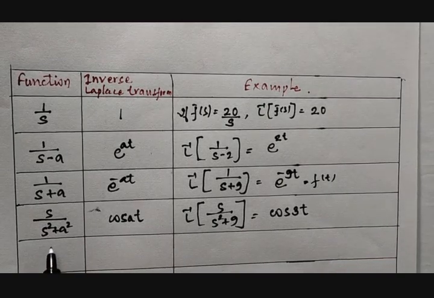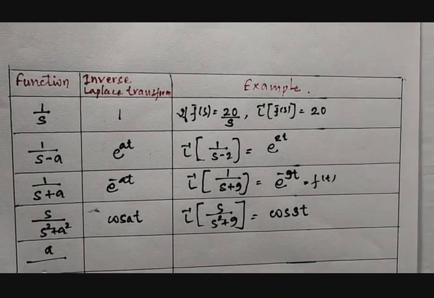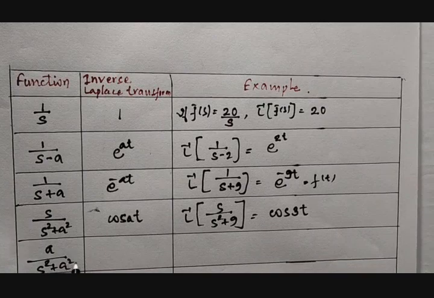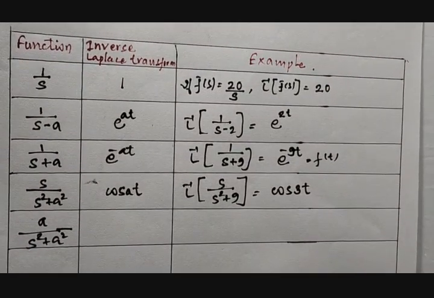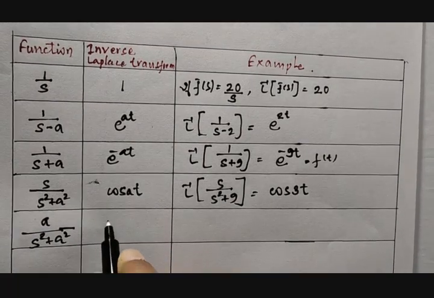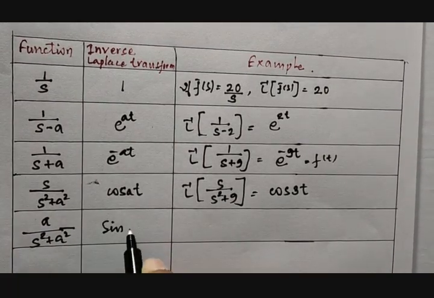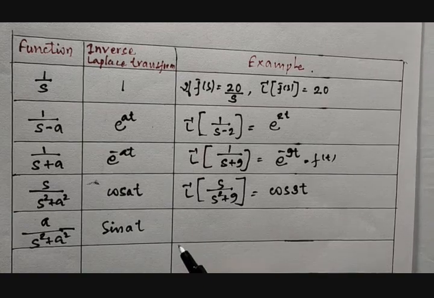Now we will be taking another: a divided by s square plus a square. Here you can see a. A is nothing but a constant here. So constant means sine. Here again a square means a into t.